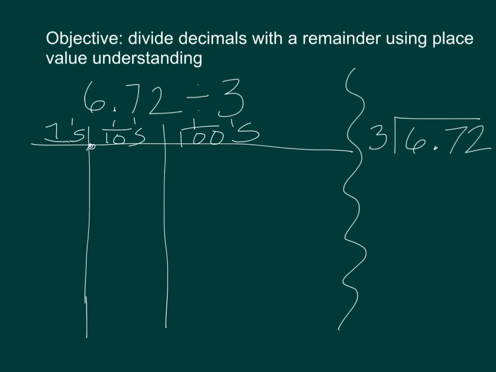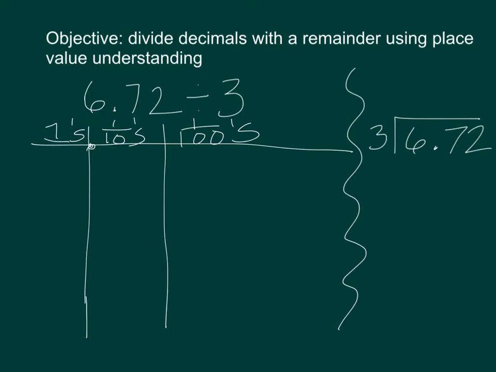Okay, boys and girls, today our objective is to divide decimals with a remainder using place value understanding. Our first problem is 6.72 divided by 3. So I'm going to plug this in on the place value chart.